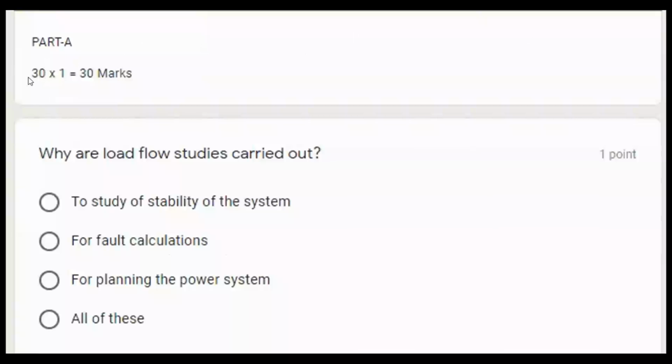Part A consists of 30 questions, each question carrying 1 mark. First question: load flow analysis is carried out. The 4 options are: to study the stability of the system, for fault calculations, for planning the power system, all of these. The correct option is the third one, for planning the power system.